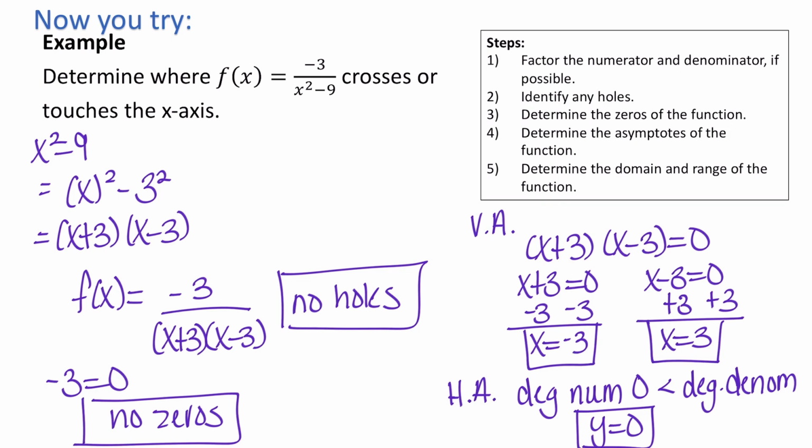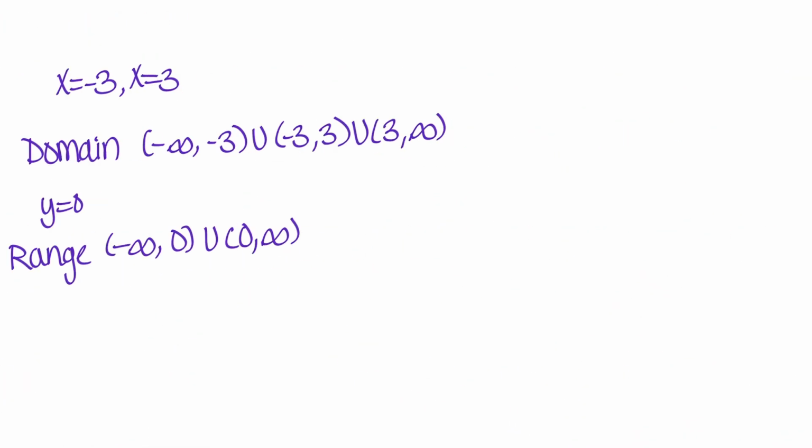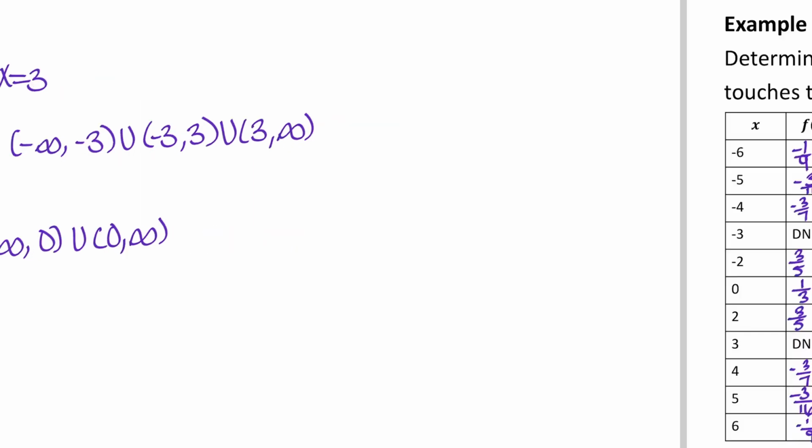Notice that the numerator has a degree of 0, right? Because if there's no x there, that's x to the 0. So the degree of the numerator is less than the degree of the denominator, so the horizontal asymptote is at y equals 0. So if we go ahead and do this, we know the domain is going to go from -∞ to -3, and then from -3 to 3, and then from 3 to ∞. The range is going to go from -∞ to 0 and 0 to ∞.